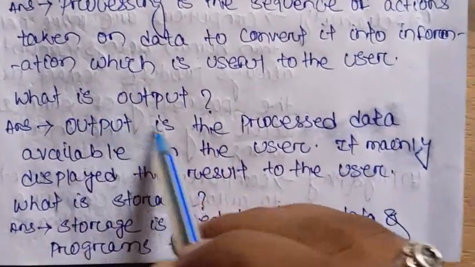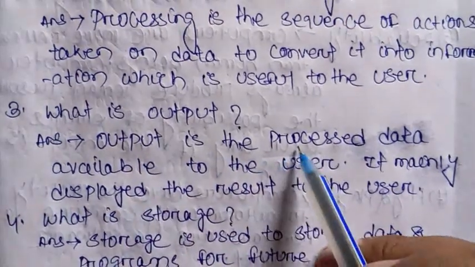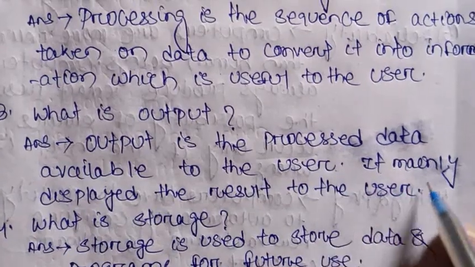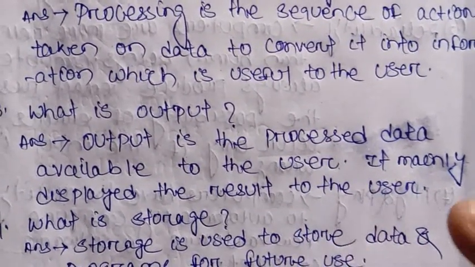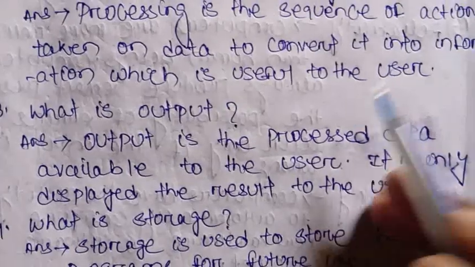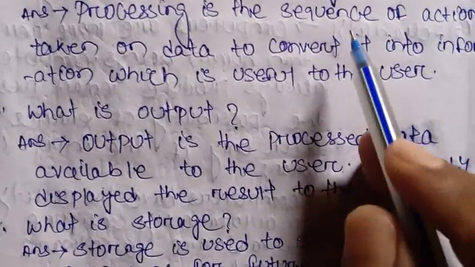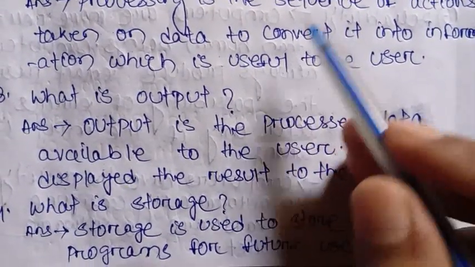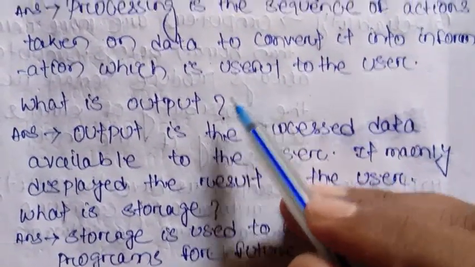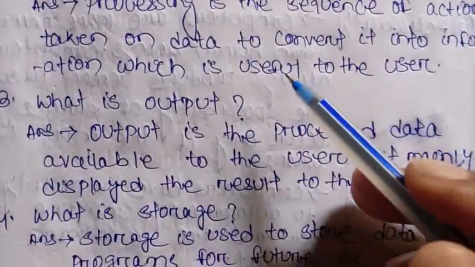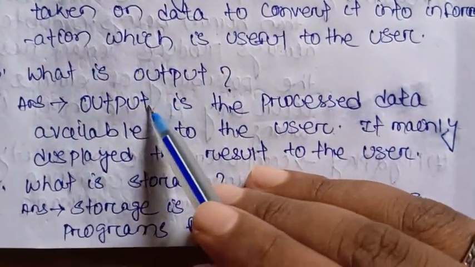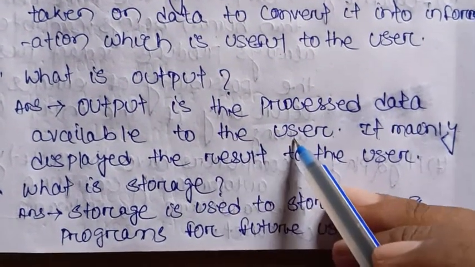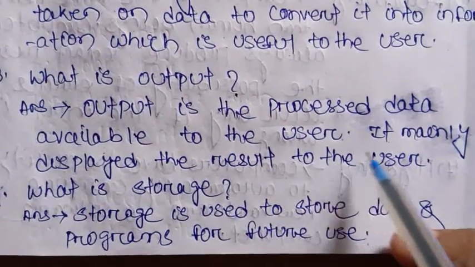Next, what is output? Output is the processed data available to the user. It mainly displays the result to the user. It means when the user gives input or raw data to the computer and waits for a result, then the computer processes it and the output is given, that is known as the result.